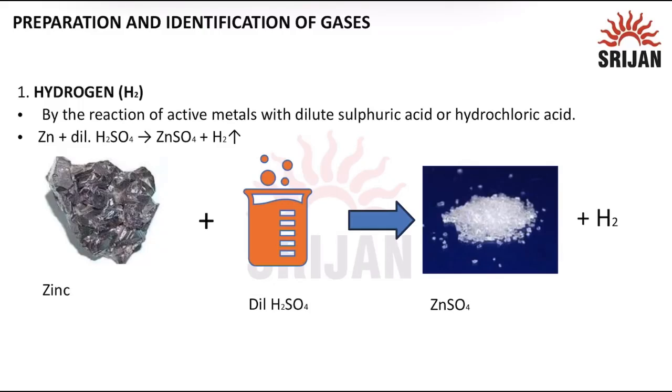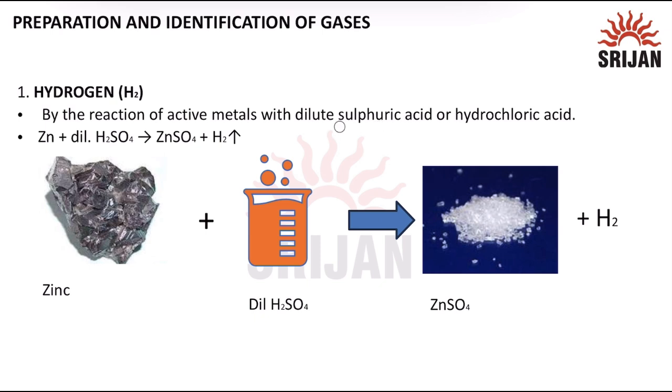In this video, we will learn about preparation and identification of gases, different types of gases. So the first gas that we are going to take is hydrogen, H2, its chemical formula. By the reaction of active metals, take any active metal, for example, in this case we are taking zinc, but you can take any other active metal as well. And we will mix it with dilute sulfuric acid.